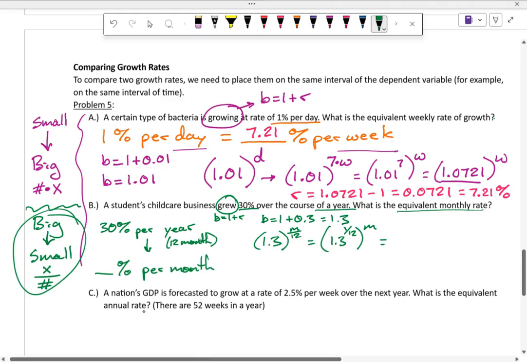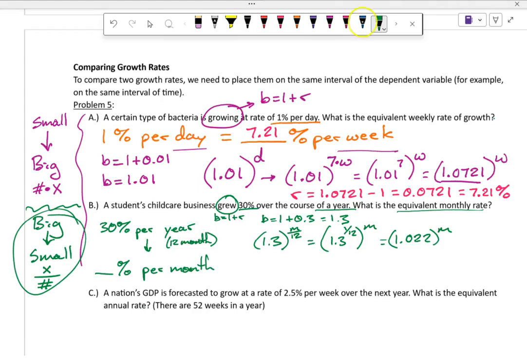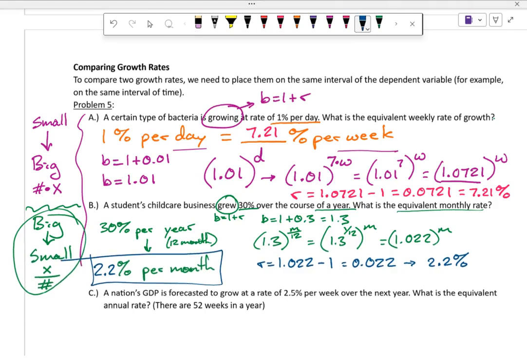1.022. So that is 1.022 for every month. Now again, if we want to find the rate, we're going to do 1.022 minus 1, and that gives us 0.022, which would be 2.2%. So 30% per year is equivalent to 2.2% per month.